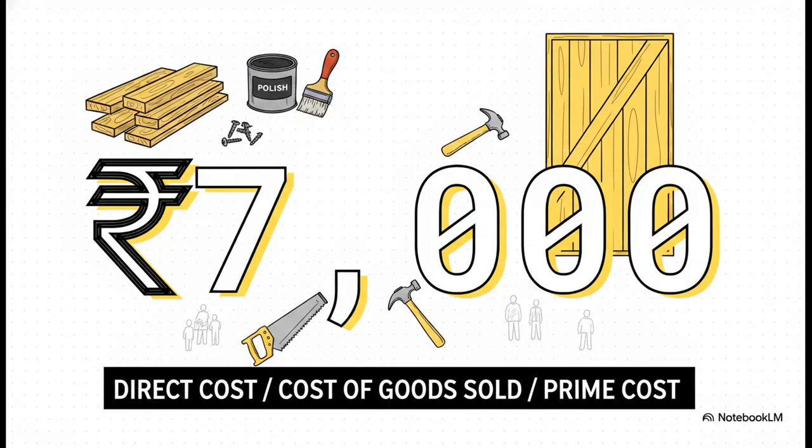And this brilliantly illustrates that when you add up all those direct expenses, the wood, the polish, the screws, the wages, you get the absolute base cost for that specific physical product. Let's say in this case it comes out to 7,000 rupees. That 7,000 is your direct cost, which accountants often call the cost of goods sold or prime cost. Simply put, you cannot build that door for a penny less.